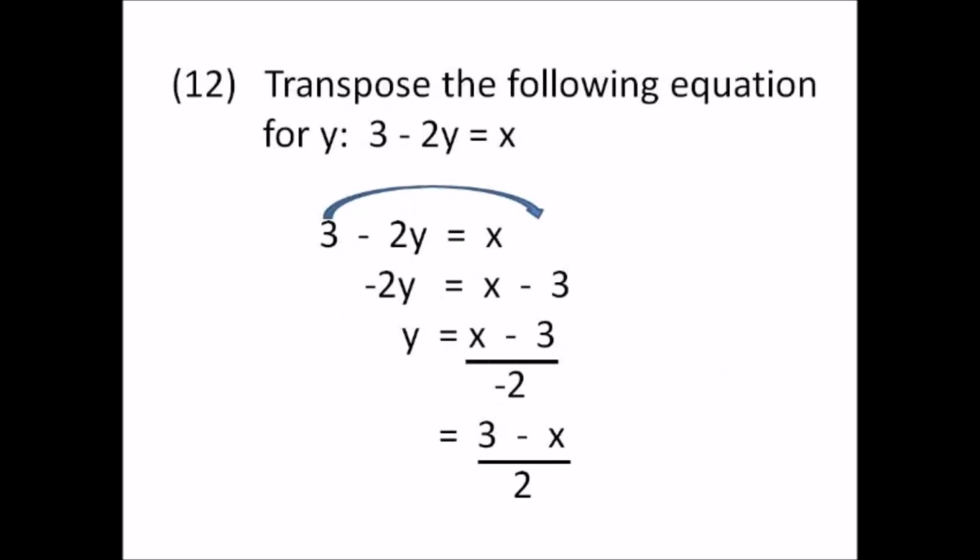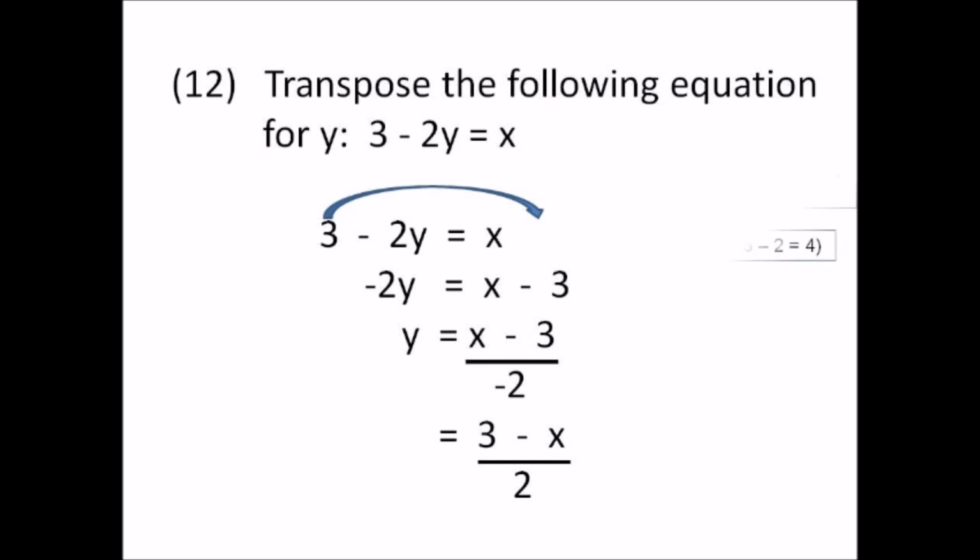Number 12. Transpose the following equation for y. 3 minus 2y is equal to x. What does transpose mean? Transpose means you make it the subject. So you want y at the front. You have to take the 3 to the back, it becomes negative 3. So y is equal to x minus 3 over negative 2. And I just switched it around, put 3 minus x over positive 2, the same thing. Once you get that, that's the answer.